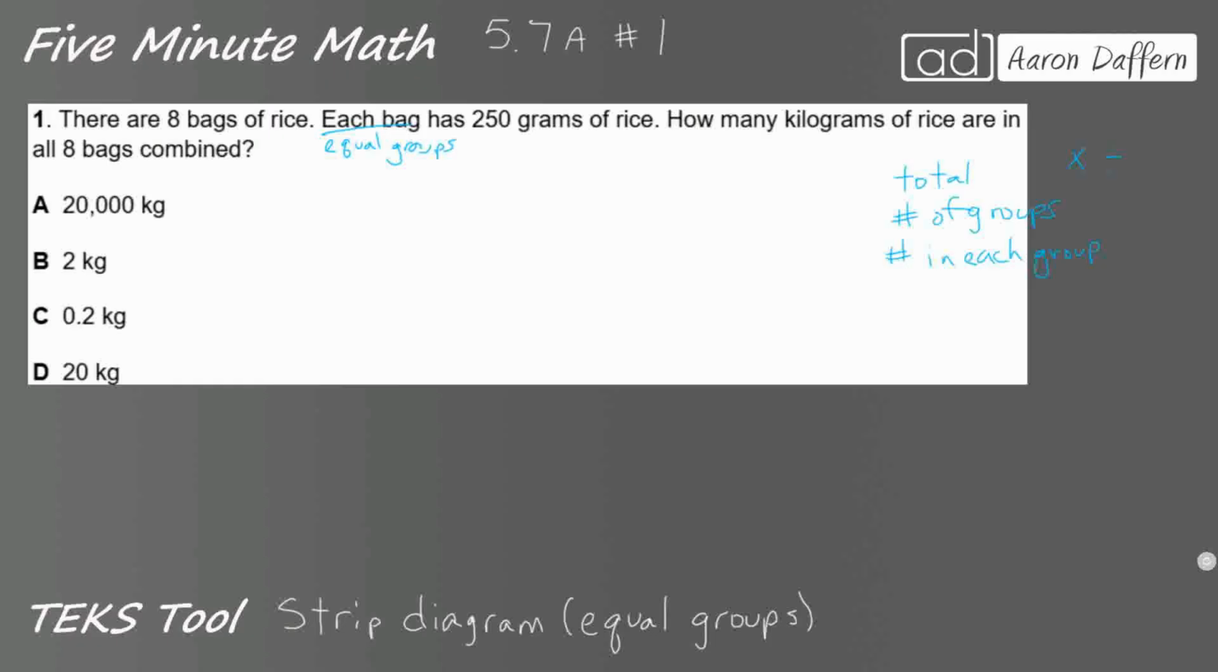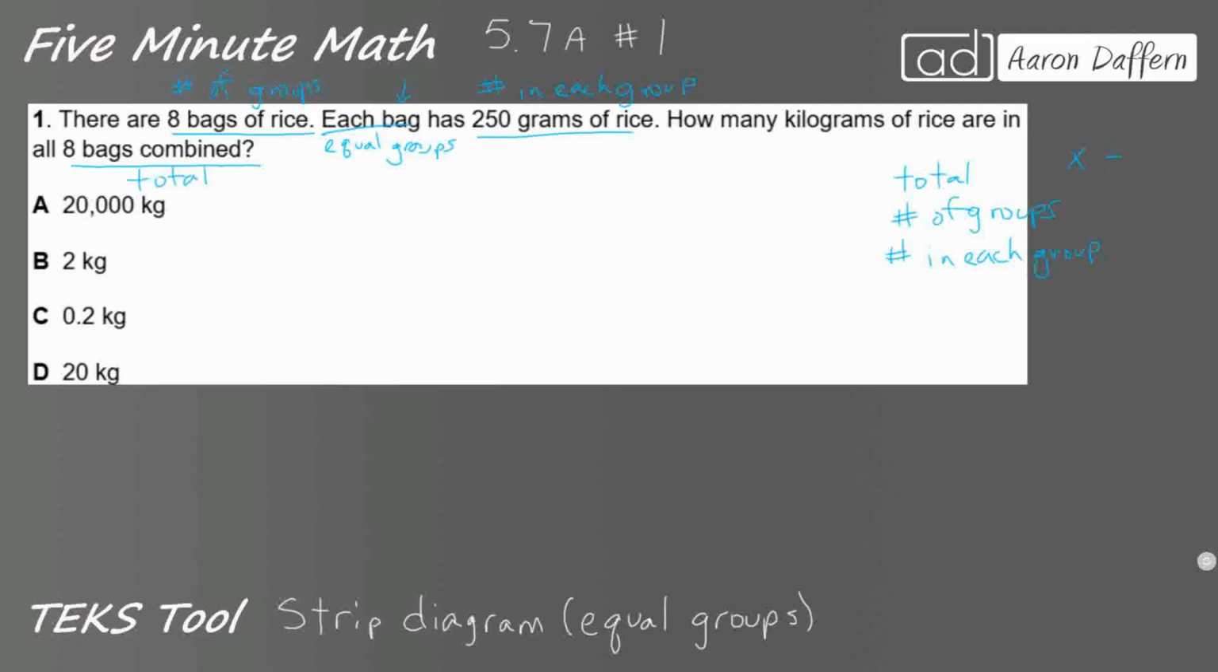So there are 8 bags of rice. We need to ask ourselves, is that going to be our groups? So each bag, they identified the group right there. So that means this is the number of groups. And this is the number in each group, the 250 grams. So they are asking us for the total, all 8 bags combined.